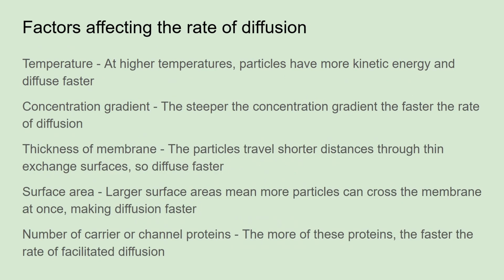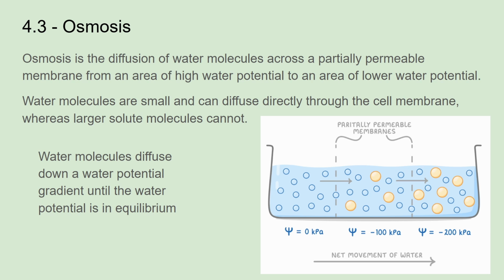So the factors affecting the rate of diffusion are temperature, which at higher temperatures particles have more kinetic energy and diffuse faster; concentration gradient, the steeper the concentration gradient, the faster the rate of diffusion; the thickness of the membrane, so the particles travel shorter distances through thin exchange surfaces and therefore diffuse faster; surface area, so larger surface area means more particles can cross the membrane at once, which makes diffusion faster; and the number of carrier or channel proteins, so the more of these proteins, the faster the rate of facilitated diffusion.